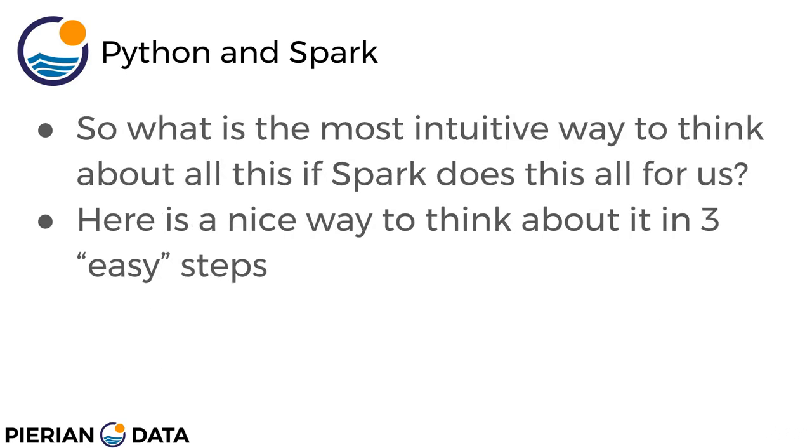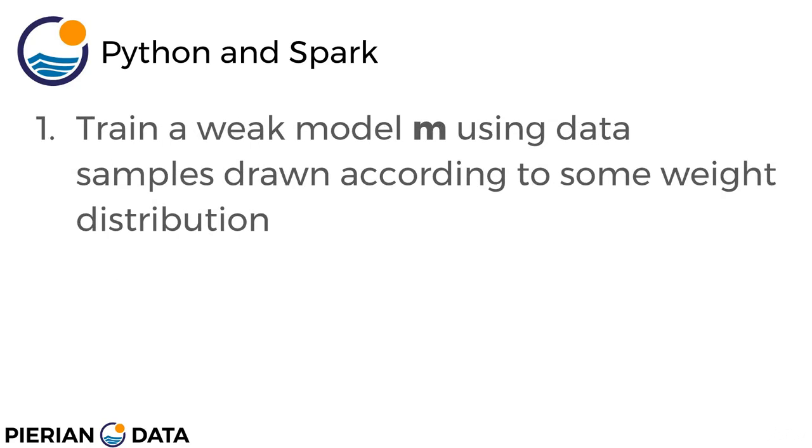So what is the most intuitive way to think about all of this if Spark's basically doing all of this for us under the hood? What do you want to keep in the back of your mind when using gradient boosted trees? So here's a nice way to think about it in 3, quote, easy steps. The first step would be to train a weak model M using data samples drawn according to some sort of weight distribution. So each sample has a weight to it.